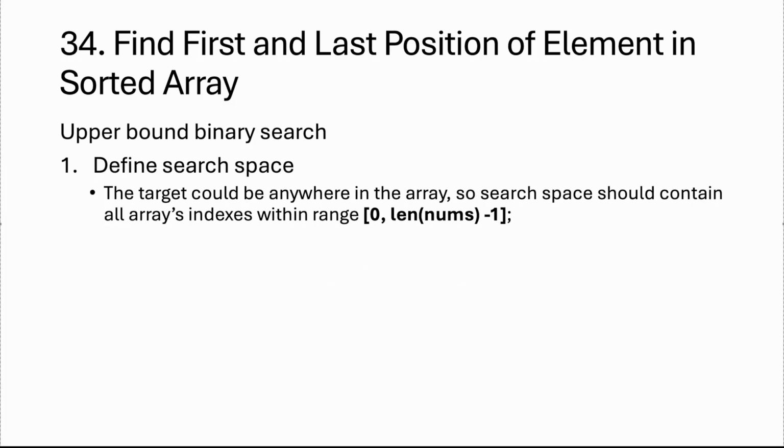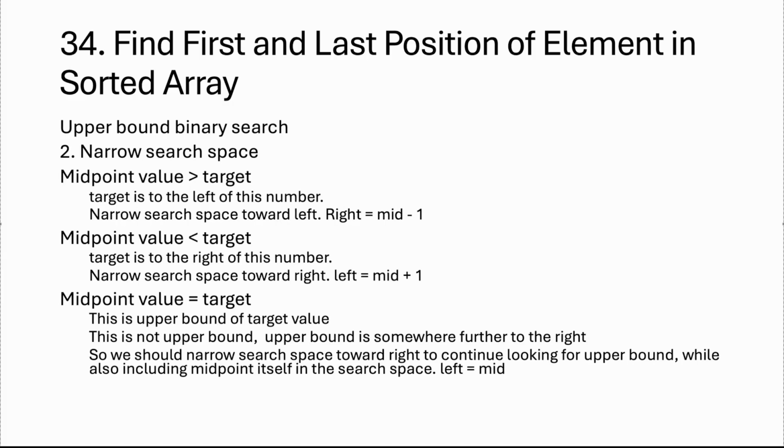Now let's see how we find the upper bound of the target. Most steps are the same as how we find the lower bound of the target. The first step is the same, define search space. And the second step is very similar, narrow search space. It is exactly the same when midpoint value is greater than or less than target. The difference occurs when the midpoint is equal to the target.